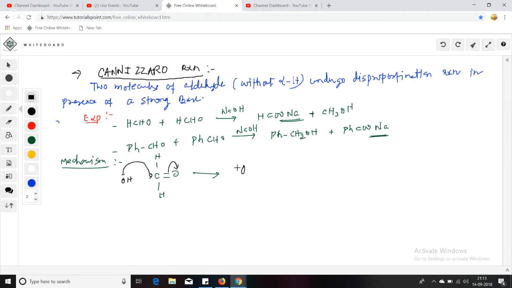OH, CH, H O minus. We get OH, CH, H O minus. Right, now the other molecule that you have, let me write down the other molecule like this here.